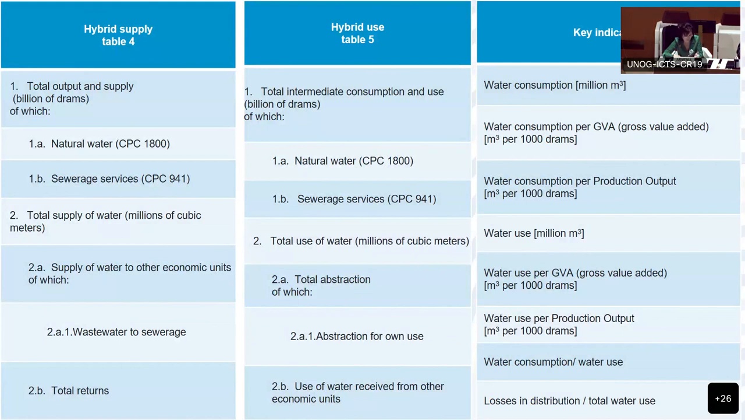So we get the total output and supply in billion drams for natural water, that means drinking water, and for sewage services. We ask them to distinguish, to derive these two rows, for the use table and for the supply table, both of them. And at the bottom, you see already the water flow, the water volume. So based on these two hybrid tables, we have key indicators.